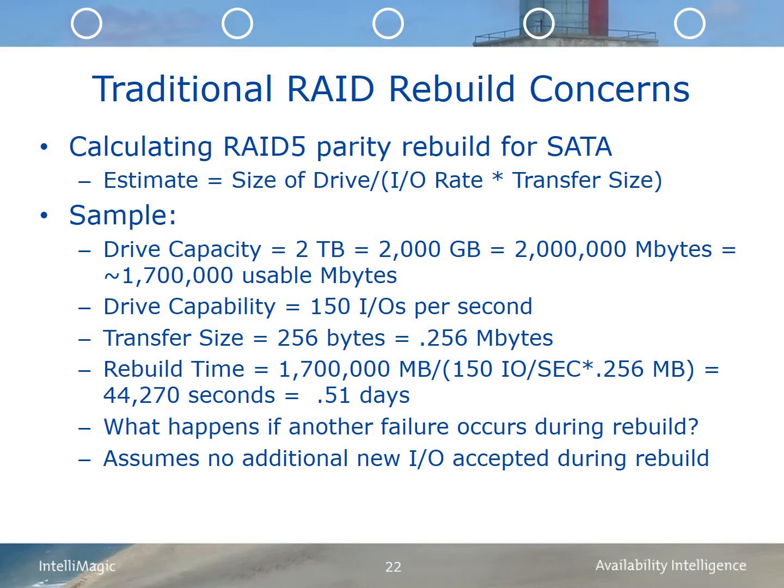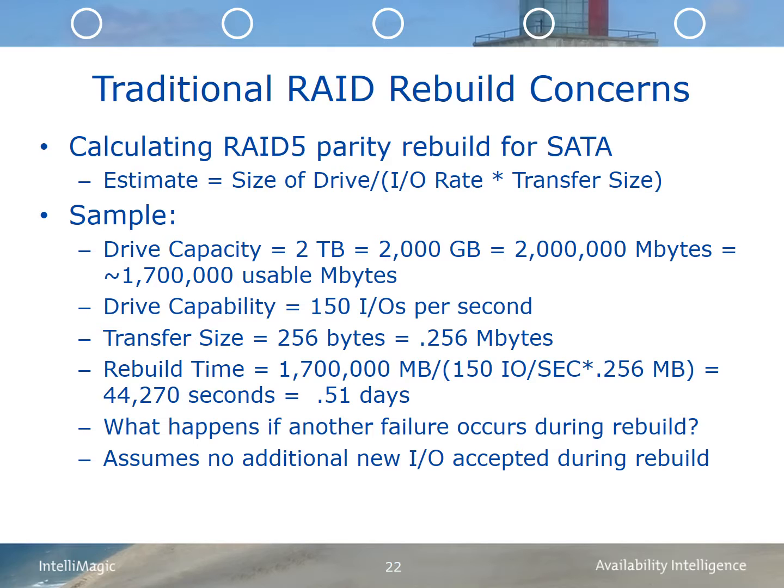Let's take a look at what happens when we have to rebuild a RAID 5 disk. To estimate the time, we'd want to take the usable capacity of the drive divided by the average peak sequential I/O rate multiplied by the peak sequential transfer size. We're going to assume in this case that the rebuild algorithms are smart enough to do sequential I/O, that they can sustain 150 IOs per second for the sequential type of activity, and that they can maximize the data that's written by using a fairly large transfer size.